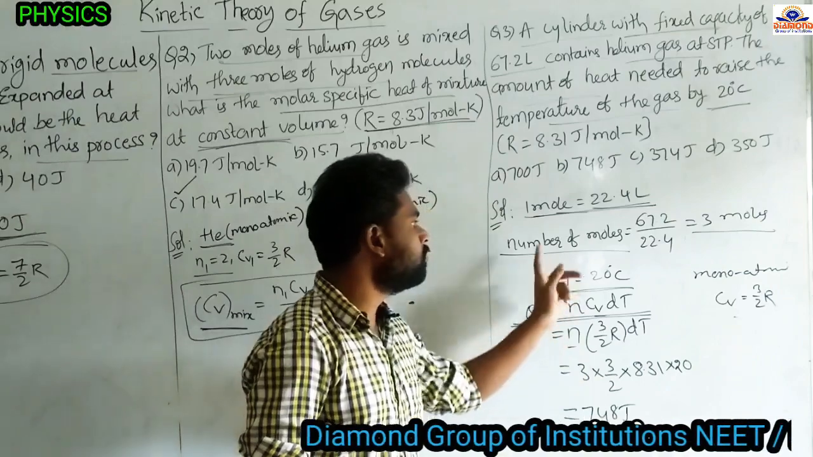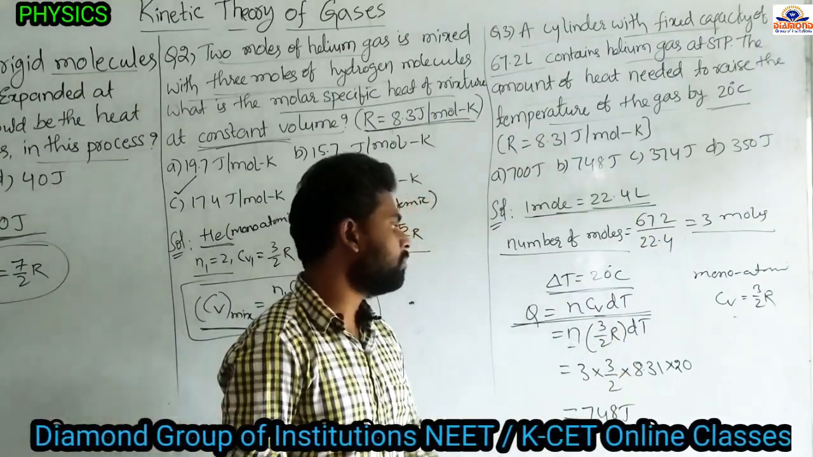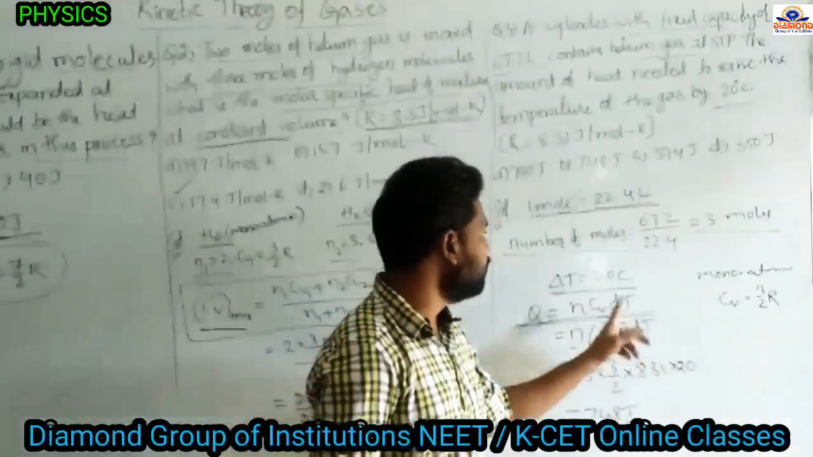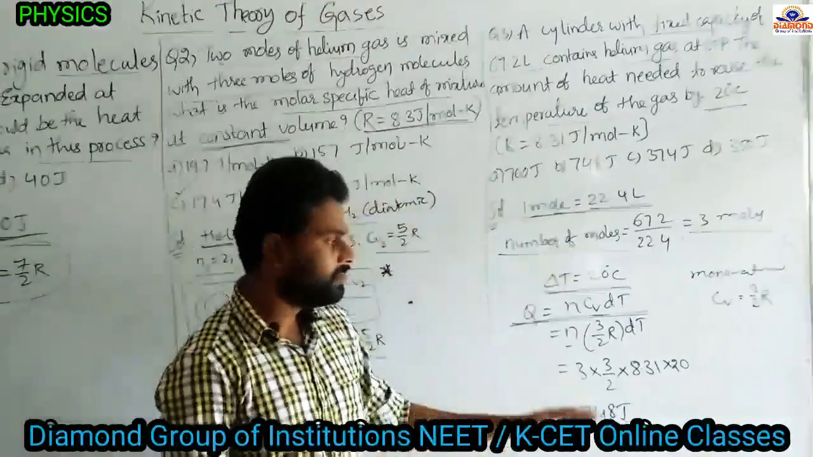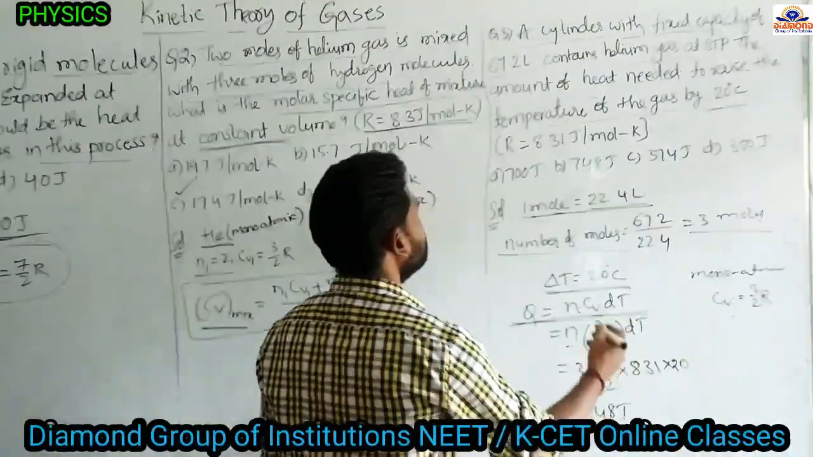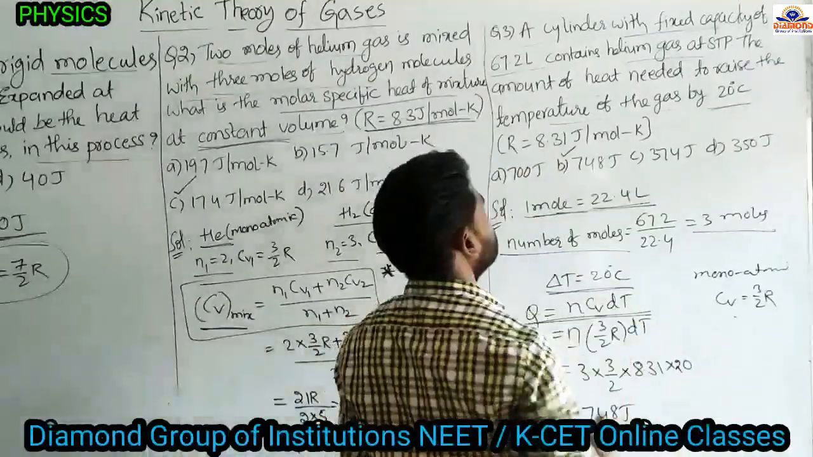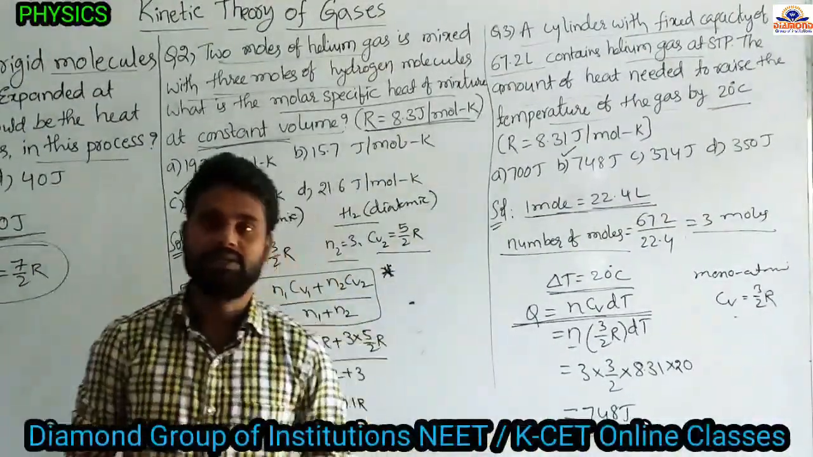So the n value, number of moles, we already found is 3 moles. 3 into 3 by 2 into R value 8.31 into dT value, change in temperature equal to 20 degrees centigrade, 20. Now simplify it, we will get the answer 748 joules. So 748 joules is the right answer. Very easy questions. Concentrate, you will get the 4 marks easily.